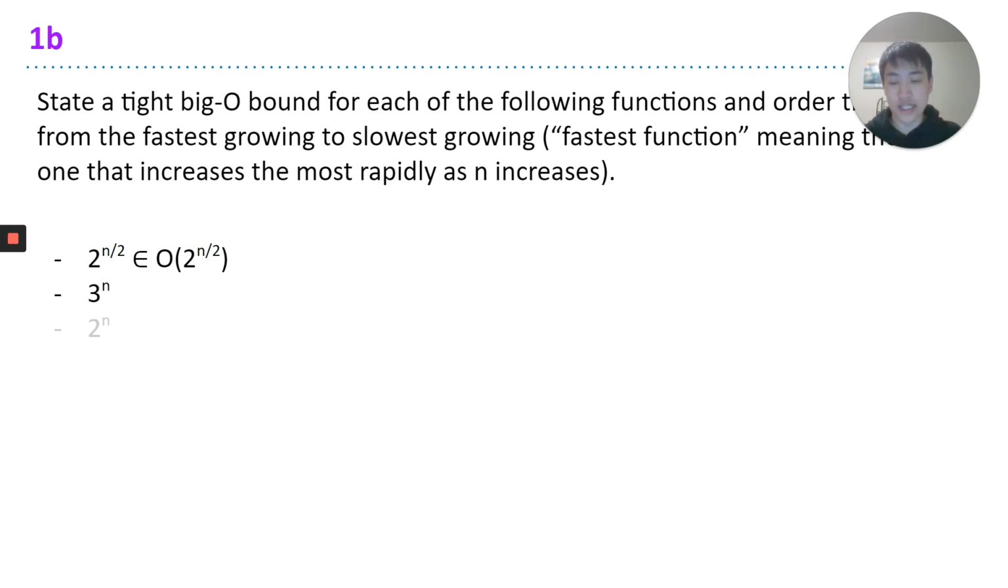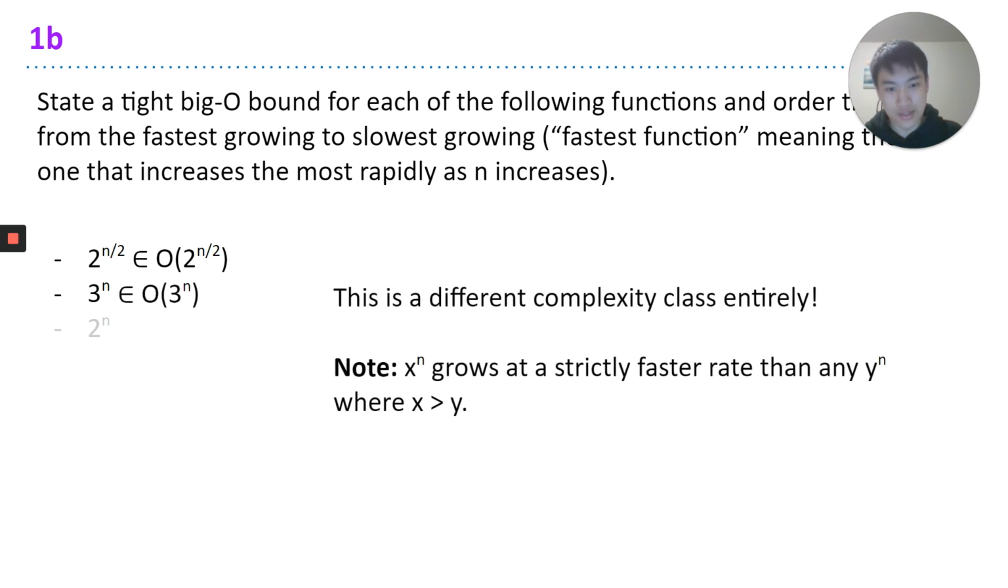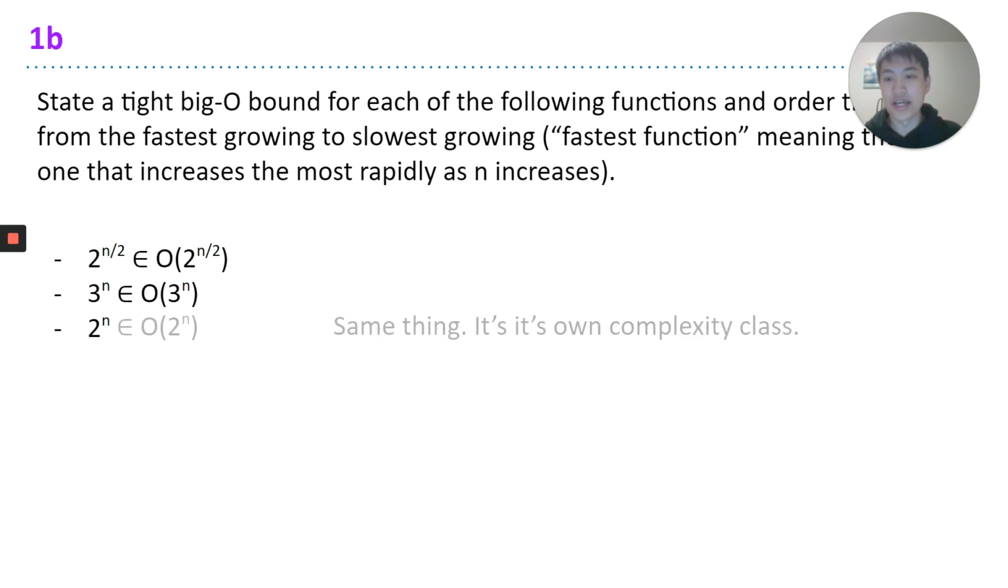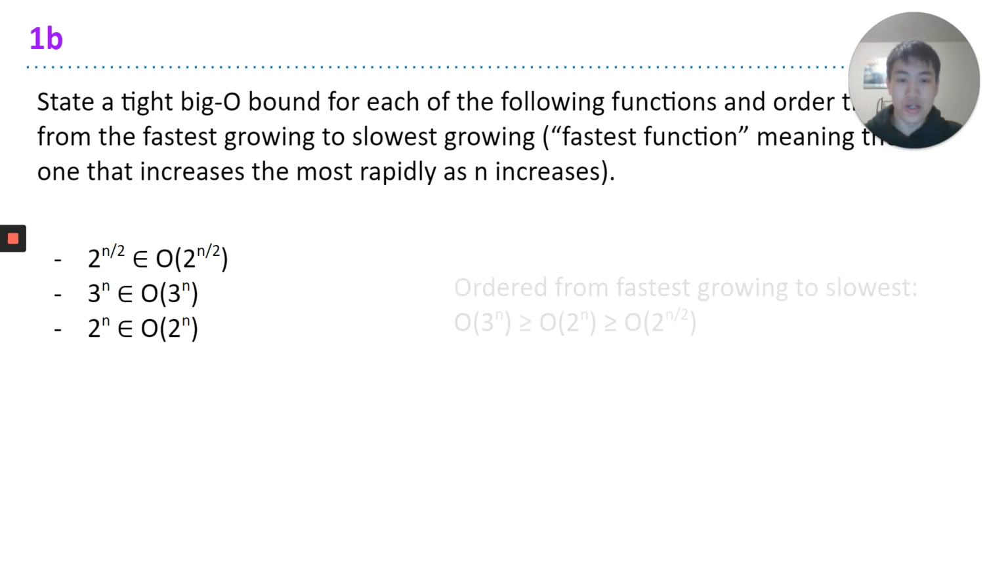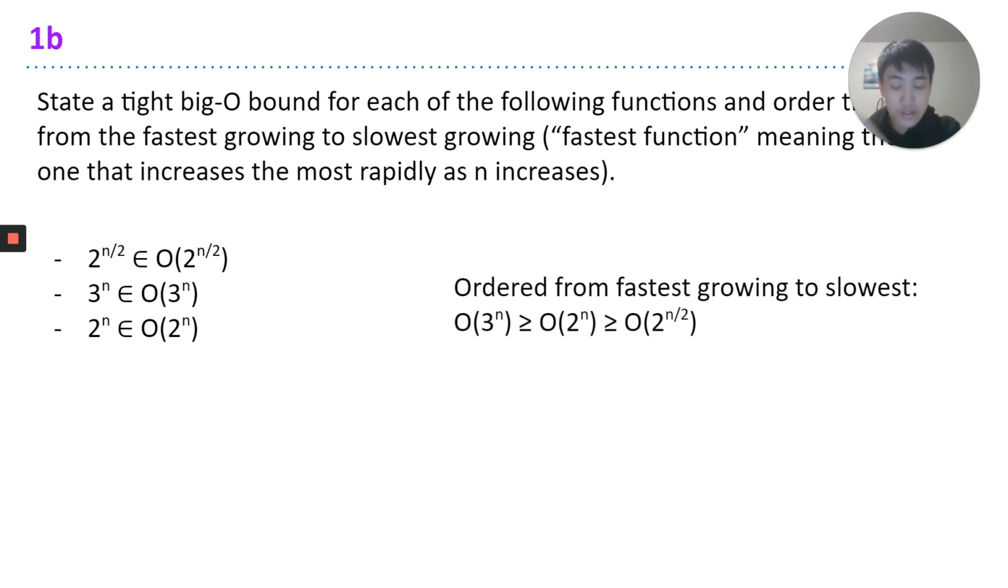All right, the next one, 3 to the n, no constants to drop. So that's literally just 3 to the n, a different complexity class entirely, followed by 2 to the n, which is its own complexity class, 2 to the n. So now we're going to be sorting which of these is the fastest growing to the slowest growing. So the answer is going to be 3 to the n, followed by 2 to the n, followed by 2 to the n over 2.